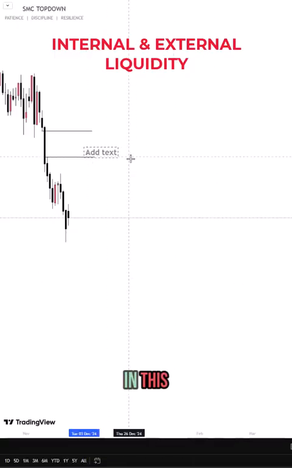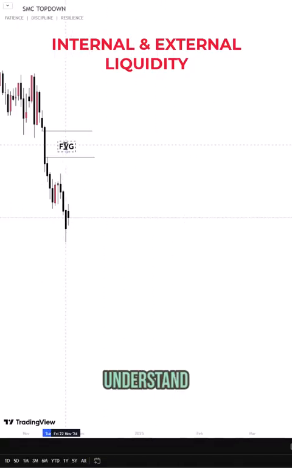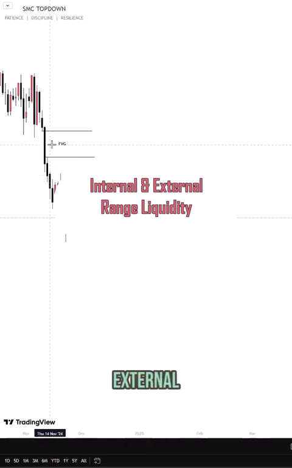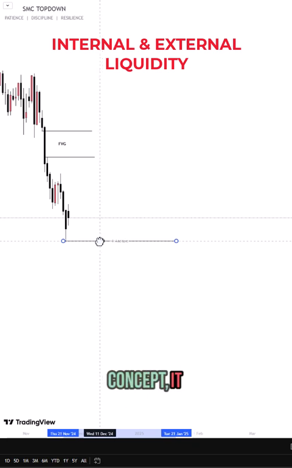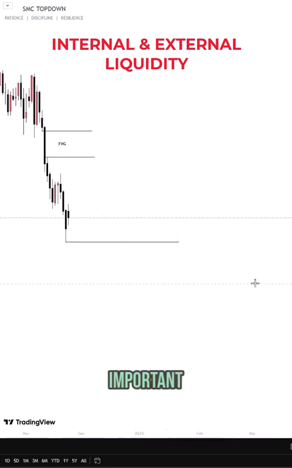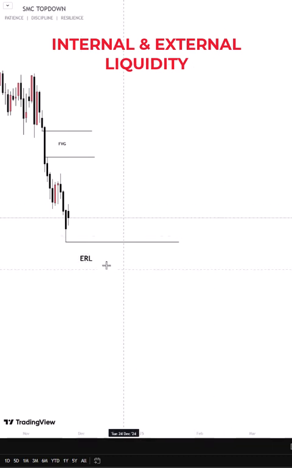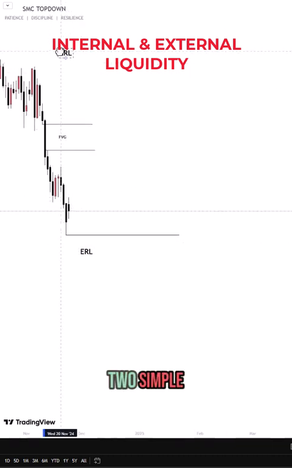Hello guys, in this video you are going to understand internal and external range liquidity. So before diving into the concept, it is very important to understand how and why price moves. Price moves because of two simple reasons.